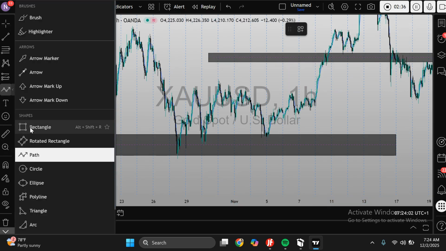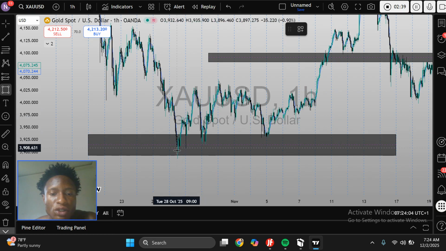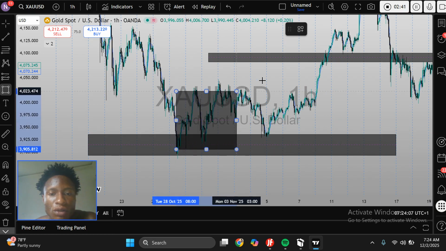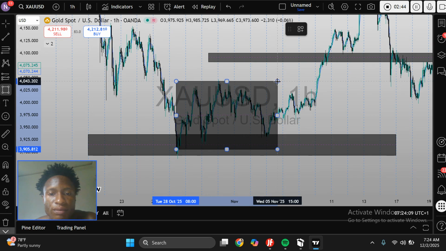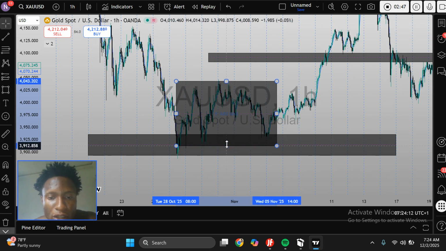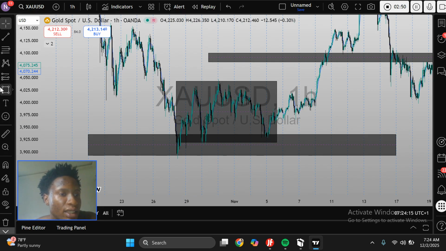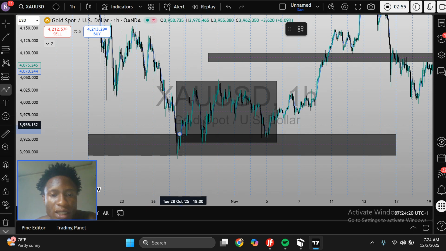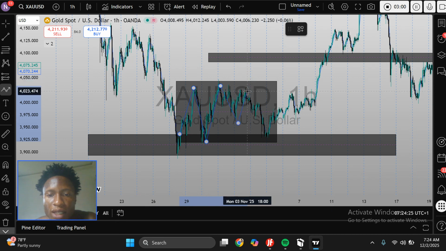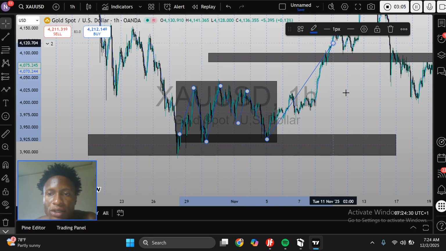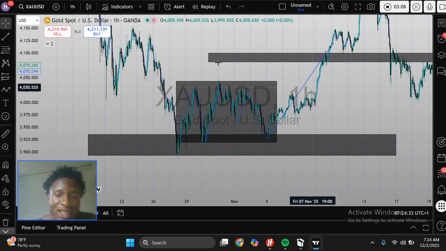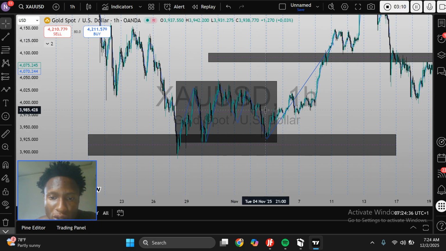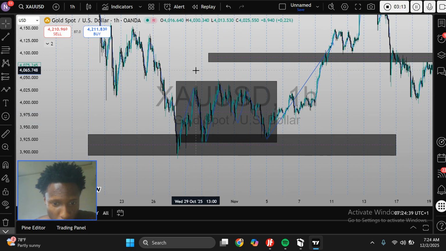If we mark this out, look at how price ranged from this level. See this box I'm marking out right here. You can see how price ranged within it, came here, came down, came up, came down, came here, came down, before eventually we had a breakout. So this here, guys, is an accumulative trend. Within this range, we are not looking for any trend.